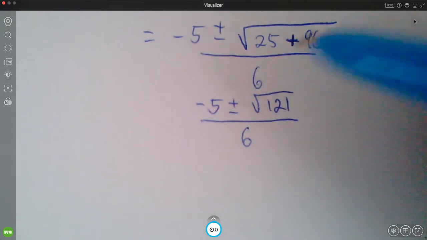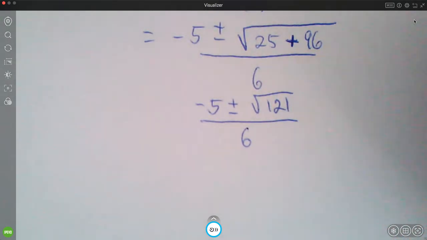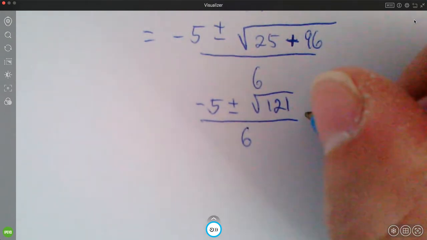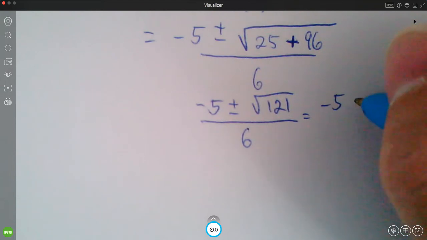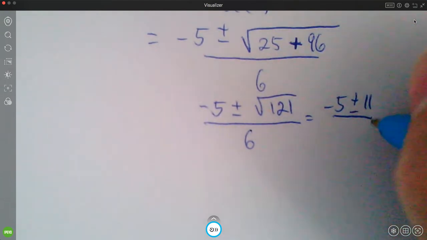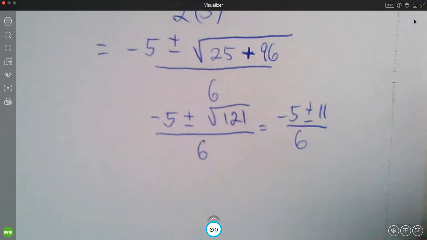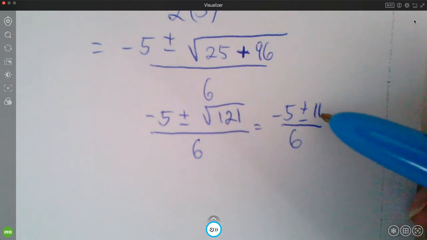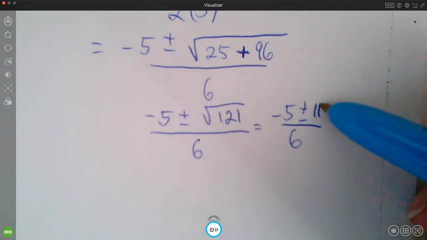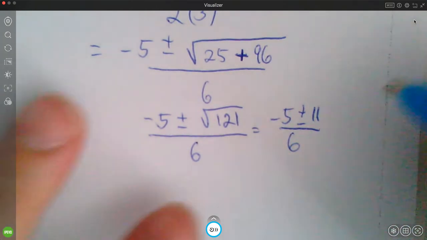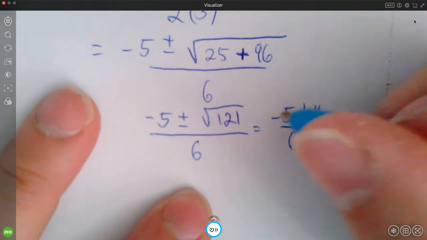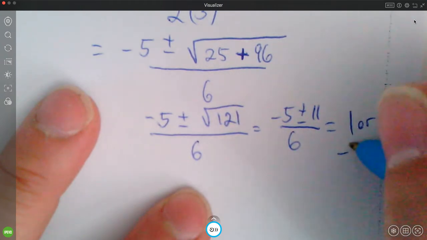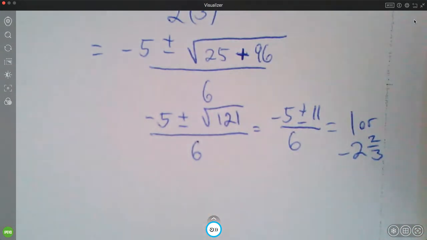So now we're in a good spot here because we know it's positive, so there's going to be 2 solutions. And it's actually even better because the square root of 121 is perfect. So you're just left with negative 5 plus or minus 11 divided by 6. So now, if you do negative 5 plus 11 divided by 6, negative 5 plus 11 is actually 6 divided by 6 is equal to 1. Or negative 5 plus negative 11 is negative 16 divided by 6, which is negative 2 2/3 for that solution.